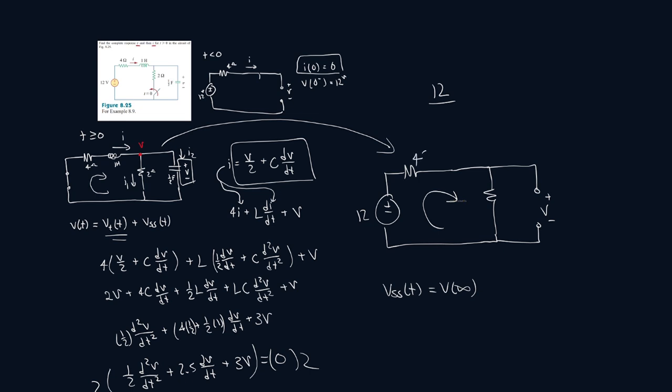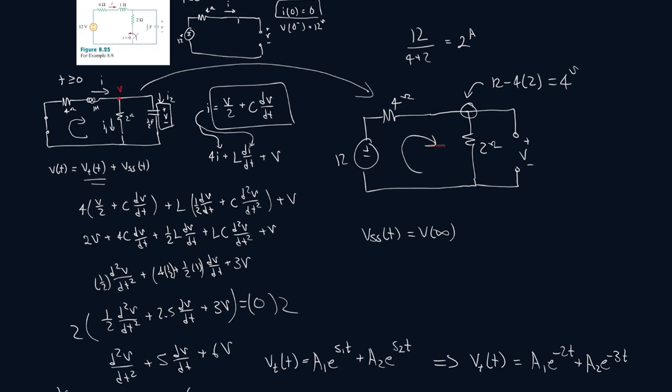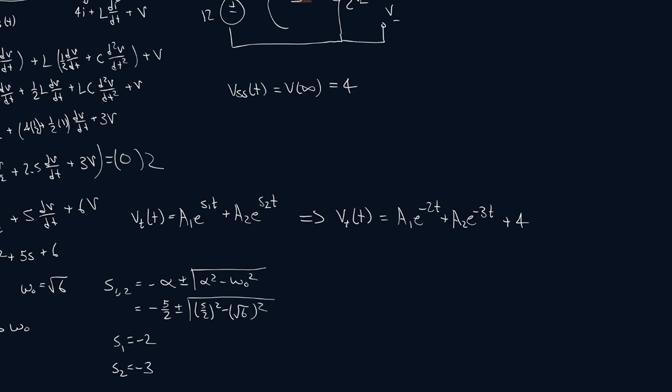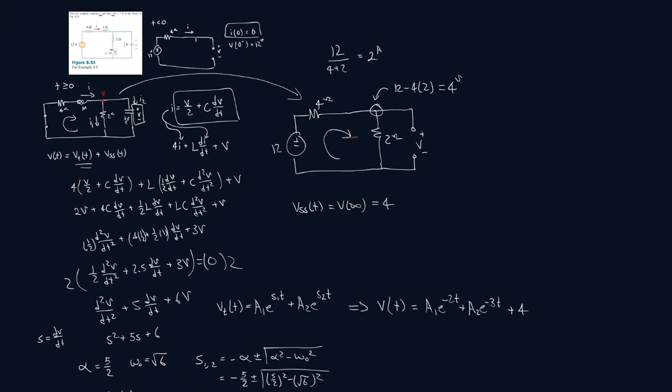So this is 4 ohms, and this is 2 ohms. So it'll be 4 plus 2. So it's just 2 amps. So the voltage here is going to be the same as the voltage here. So this is going to be 12 minus 4 times 2, which is 4 volts. So that's your V steady state, and we just add it to this, and that should give you your VT formula. Now let's solve for A1 and A2.